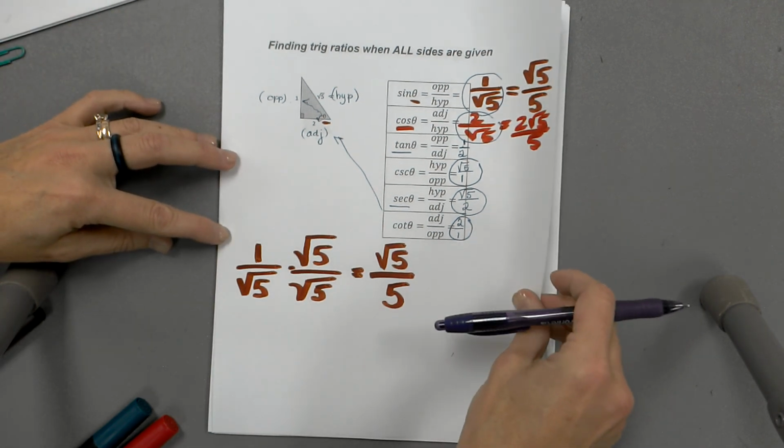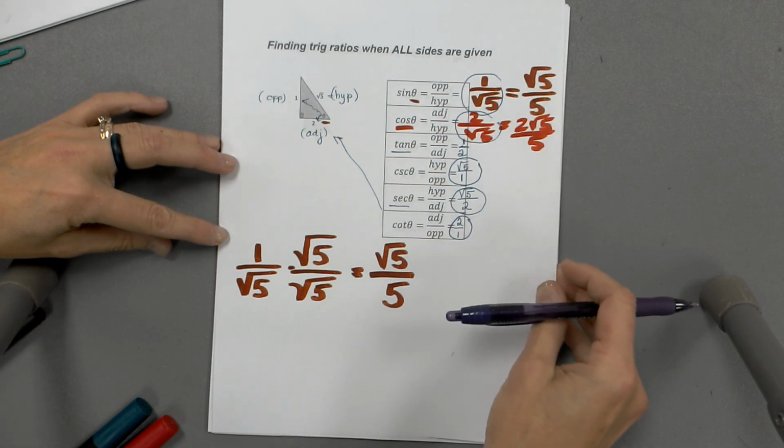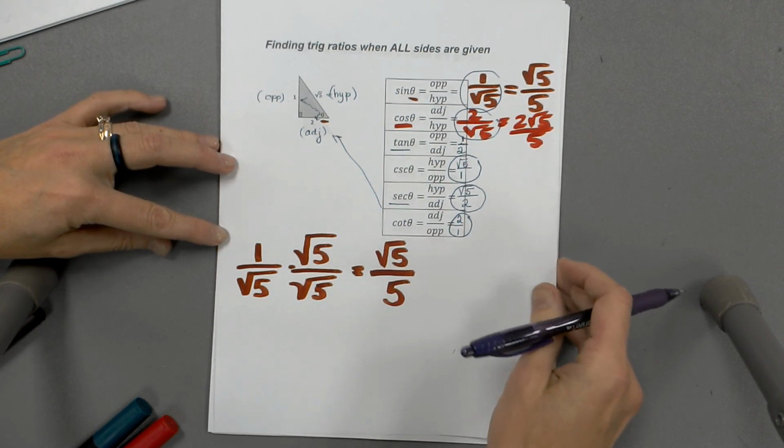So that's how we find all 6 of the trig ratios when we are given all 3 sides of a right triangle.